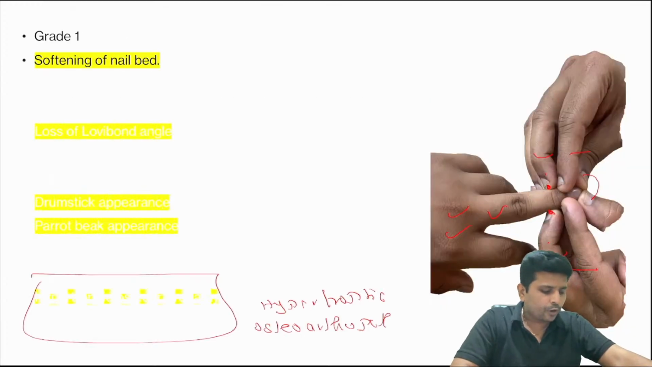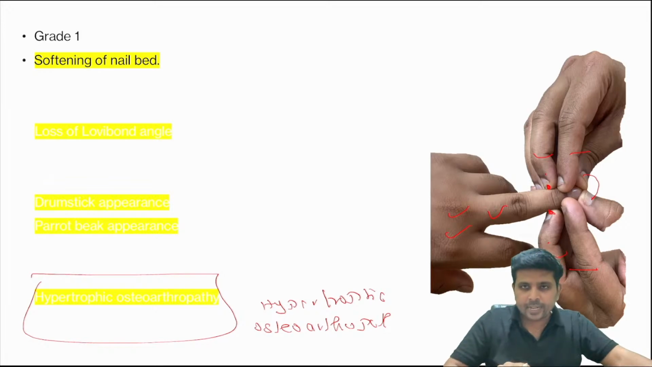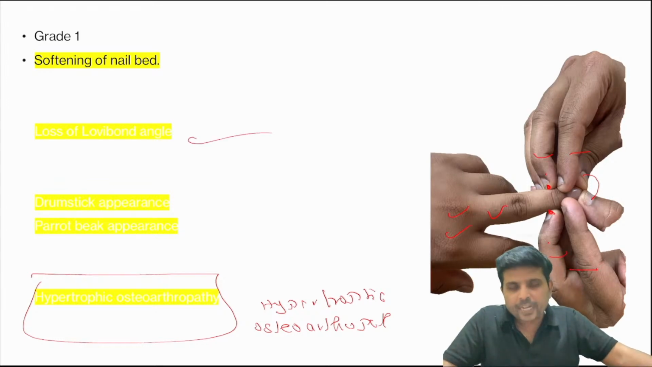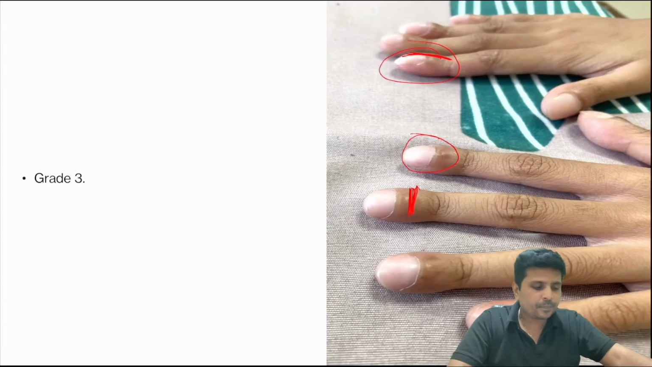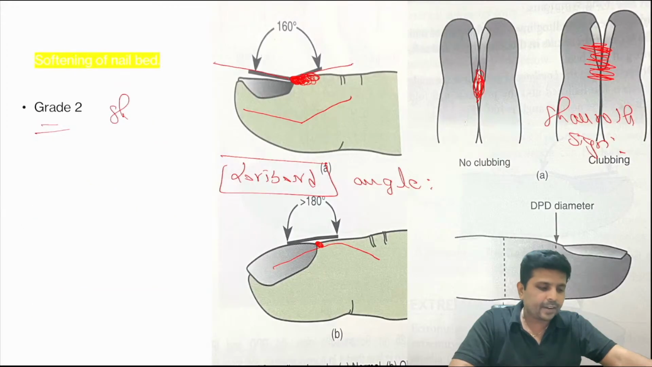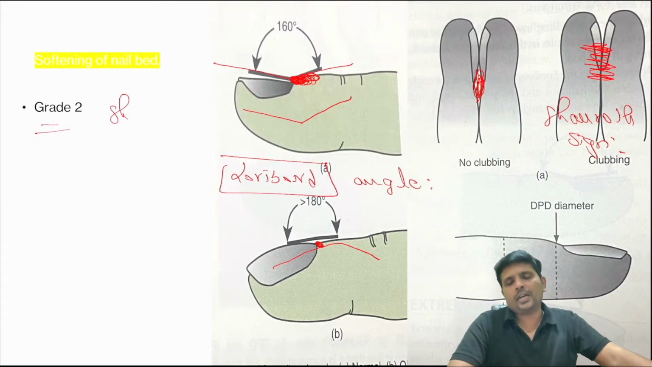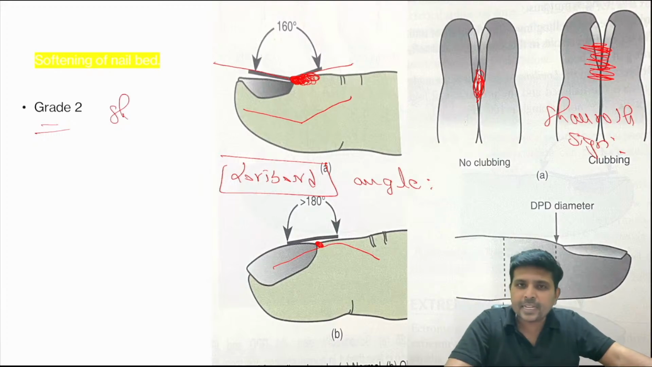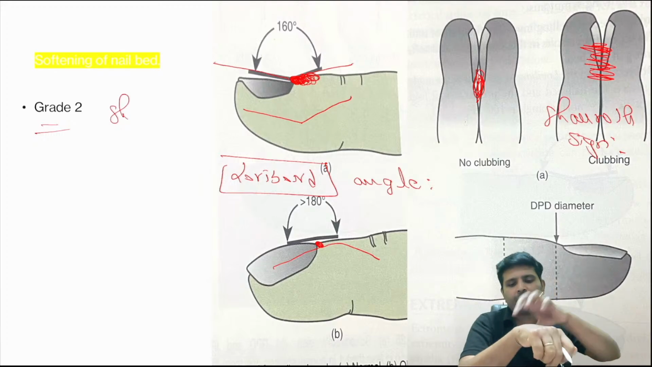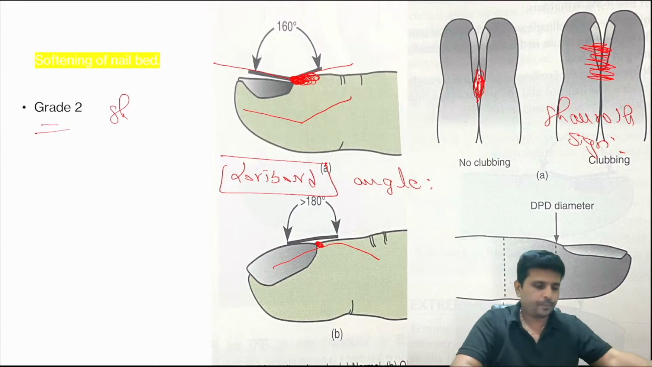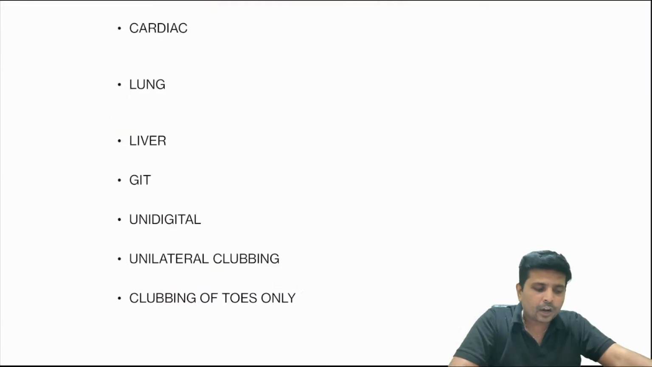So there are 4 grades of clubbing. Grade 1 is softening of the nail bed. Grade 2 is increase in the Lovibond angle or Shamroth sign, that is loss of diamond space. Grade 3 is parrot beak or drumstick appearance. Grade 4 is hypertrophic osteoarthropathy, characterized by limitation of the wrist movements because of the deposition of soft tissue in the joints. So these are all the 4 grades of clubbing based on the severity.